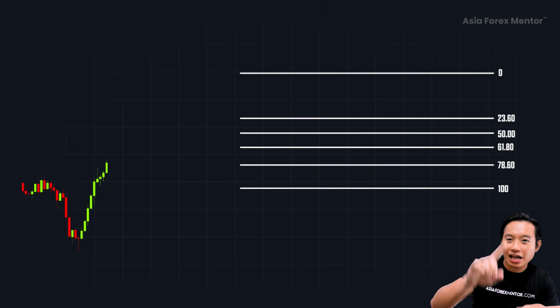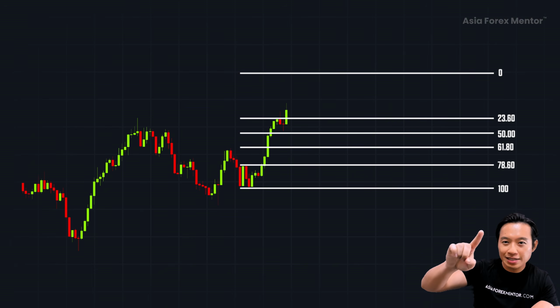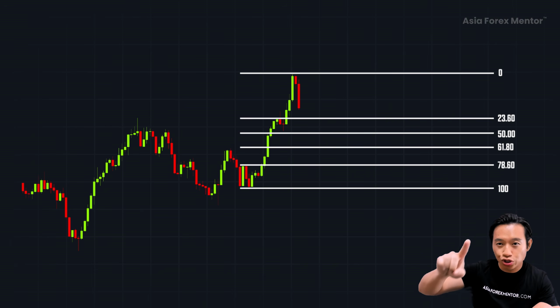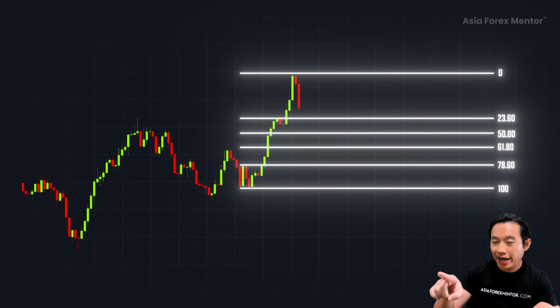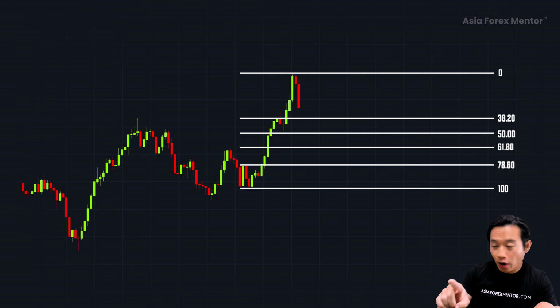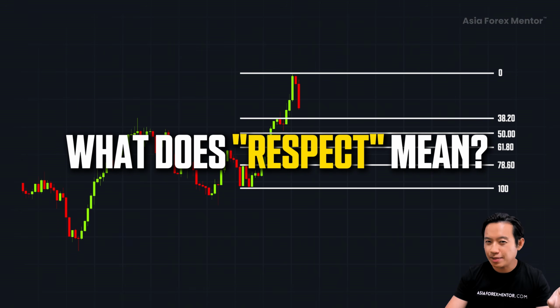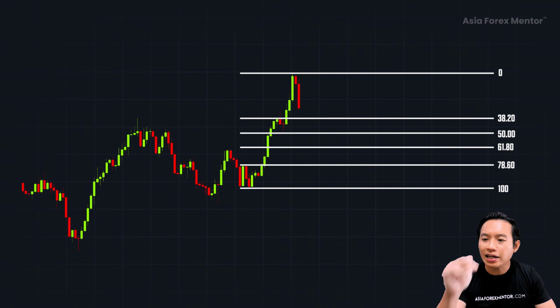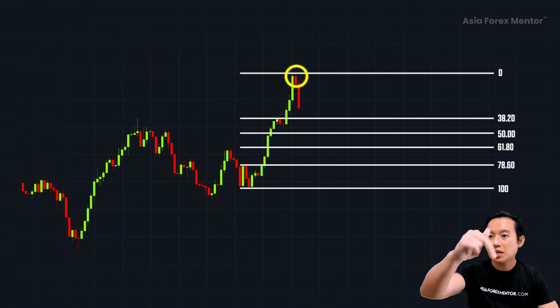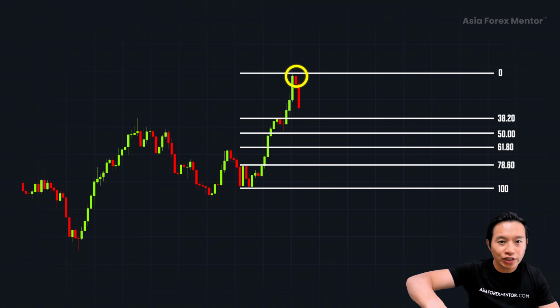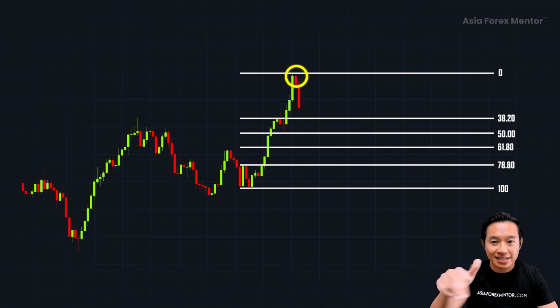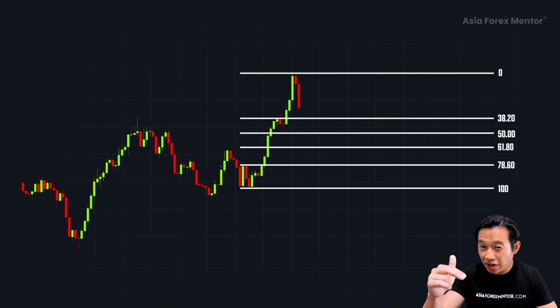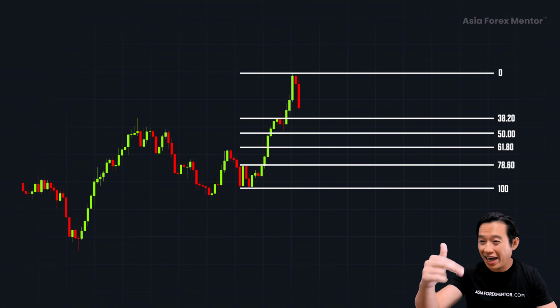What happens is that we observe how price behaves as it approaches the Fibonacci levels, whether it respects them or ignores them completely. All right, so now let's break it down. What does respect actually mean? Price acknowledges, it recognizes the level. It doesn't just barge right through, like those levels don't exist at all. It slows down at the area, it even rejects the area or it hesitates around it.